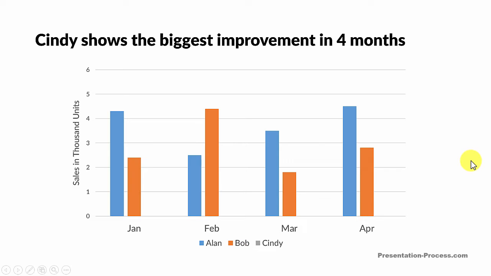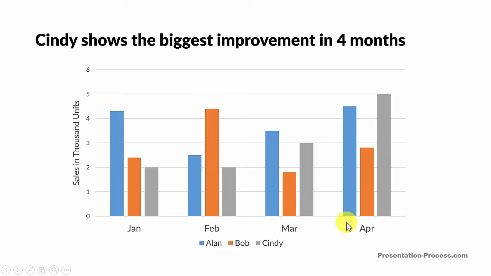Now, I wish to draw your attention to the performance of Cindy. As you can see, in the month of April, Cindy has performed significantly higher than her performance in the month of Jan. What is important to note is, Cindy's performance has been on the rise in the last 4 months, whereas Alan and Bob's performance have been inconsistent.